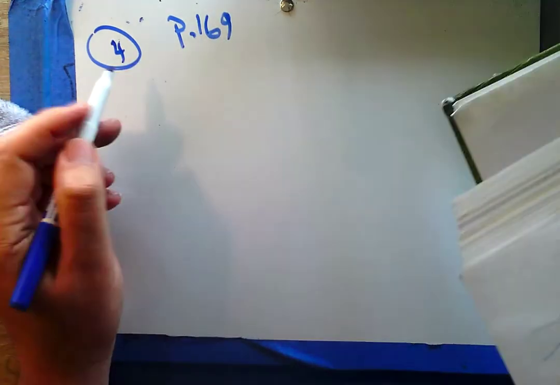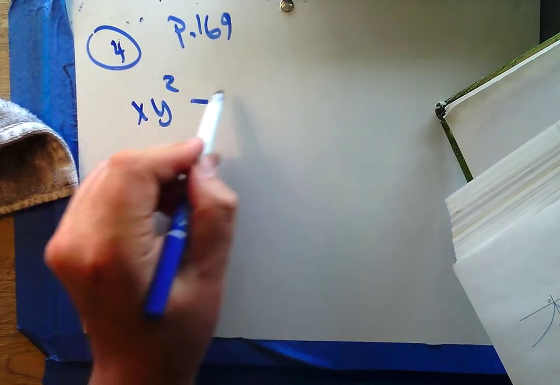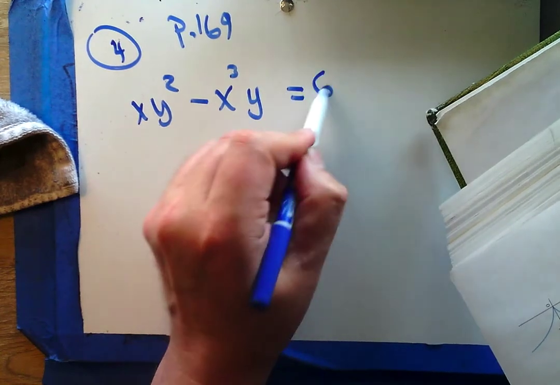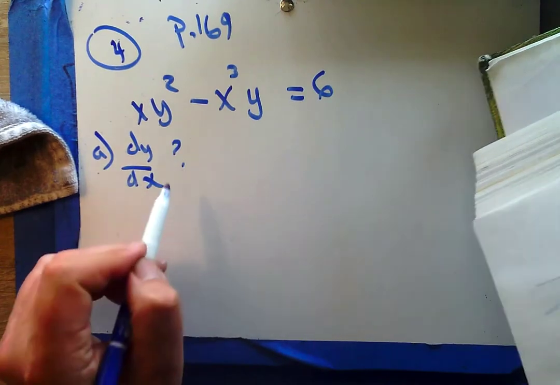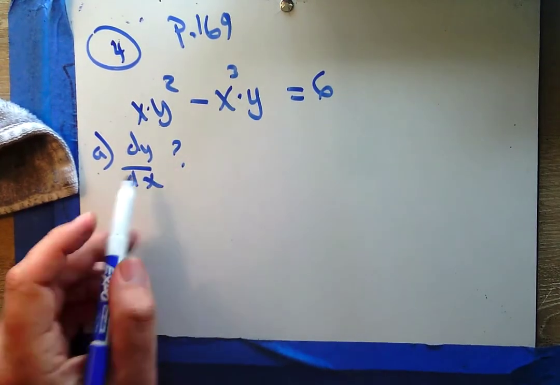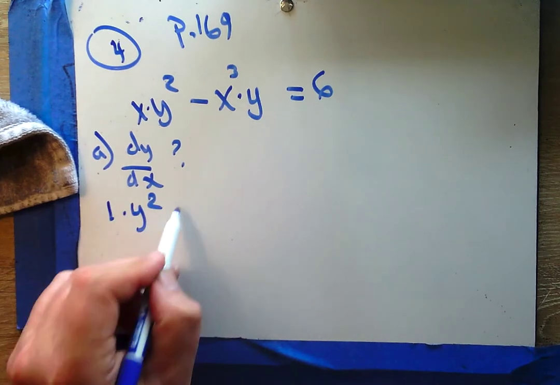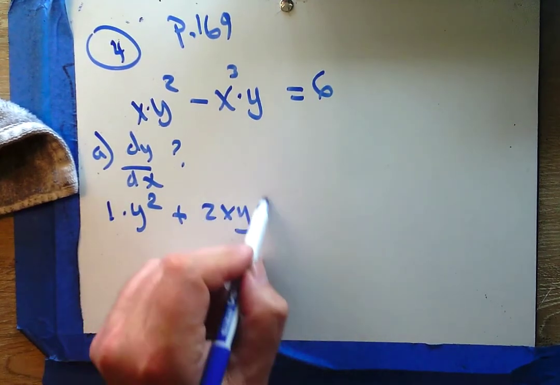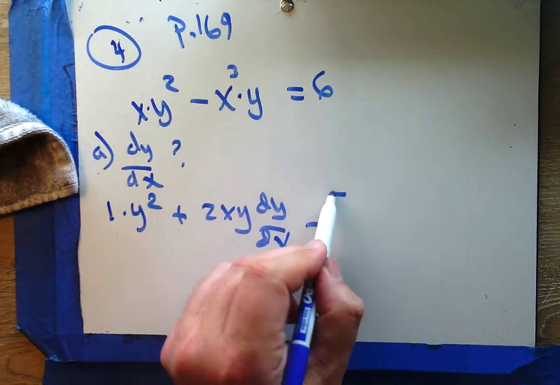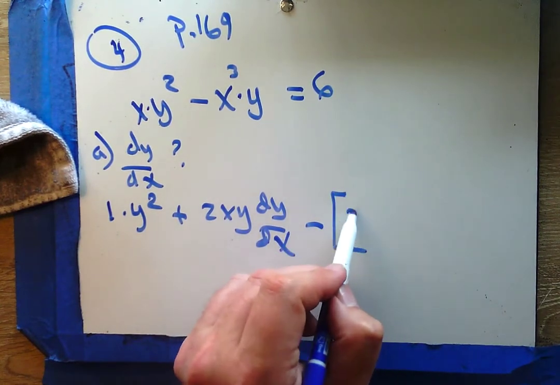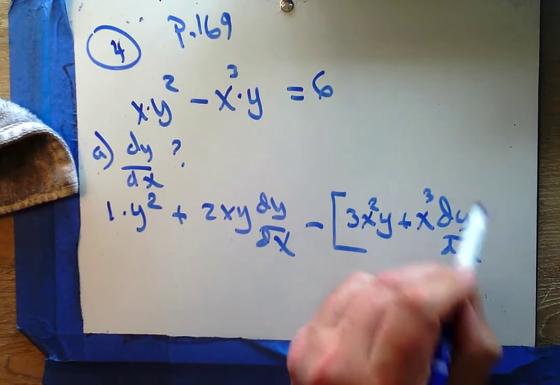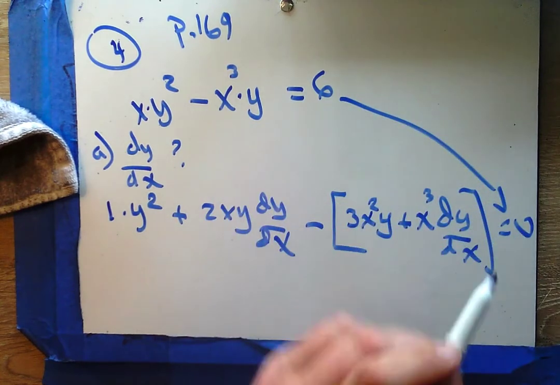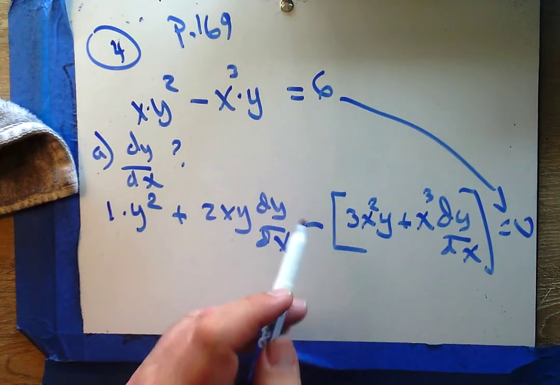Okay, last problem is number 4 on page 169. And so here I'm looking at x y squared minus x to the third y equals 6. Part A says find dy dx. And so, product rule. So 1 times y squared plus 2xy dy dx minus, I really am going to put the brackets there, 3x squared y plus x to the third dy dx equals 0. Derivative of 6 is 0. Distribute that negative throughout.